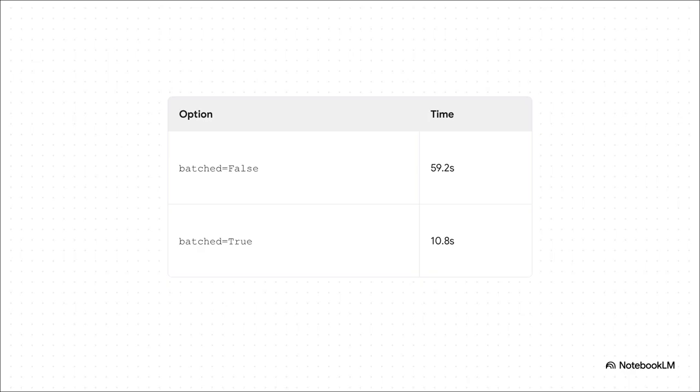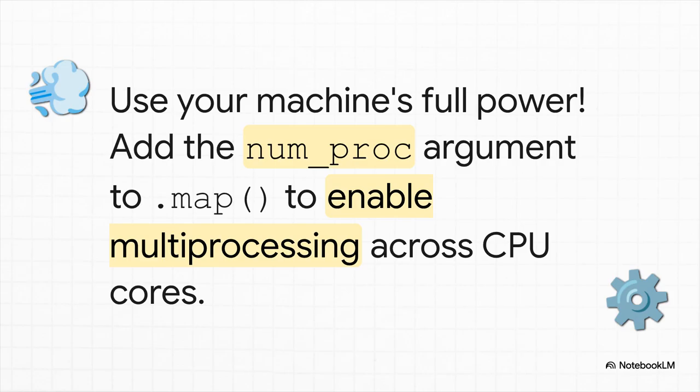And here's the result. Just look at that difference. Processing the reviews one by one took nearly a full minute, but by processing them in batches, it took just under 11 seconds. That is over a 5-times speedup just from adding one little argument. And guess what? We can go even faster. If your machine has multiple CPU cores, you can tell .map to use them by setting the num_proc argument. This basically splits up the work and does it in parallel, squeezing every last bit of performance out of your hardware. When you combine batching with multiprocessing, you can take tasks that might have taken several minutes and get them done in under a minute.